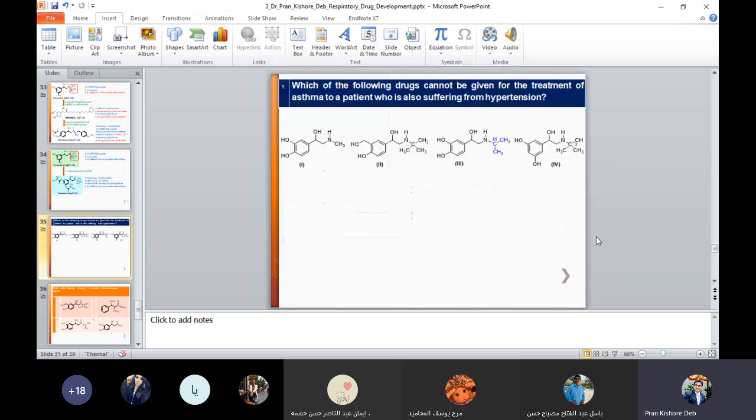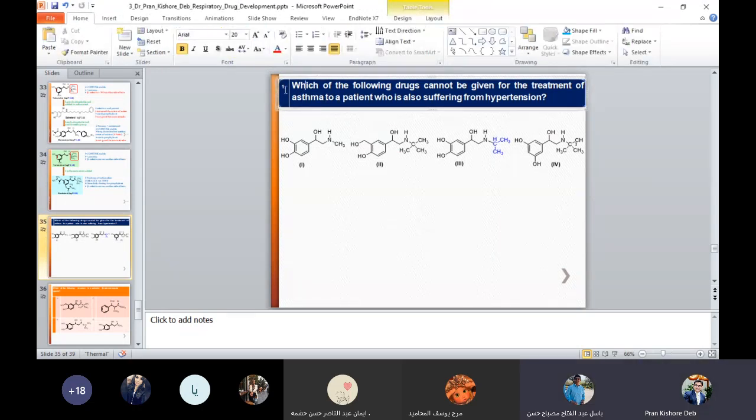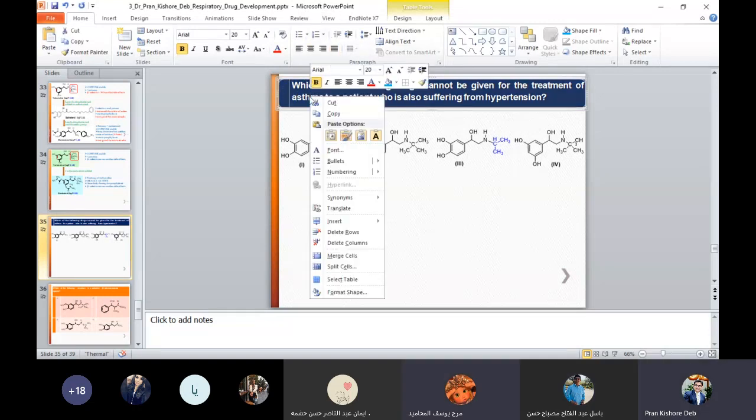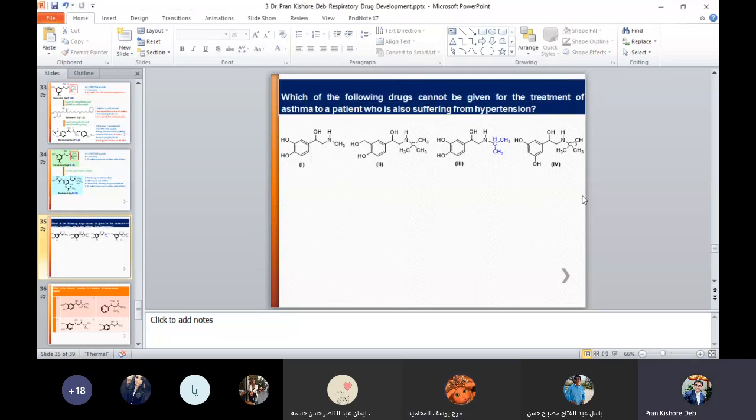So now I go to one of the questions. Tell me the answer of this question. Read this question and tell me. Which of the following drugs? See, there are 4 structures given: structure 1, 2, 3, 4. I'm going to ask 2, 3 questions out of this. Which cannot be given for the treatment of asthma to a patient who is also suffering from hypertension?